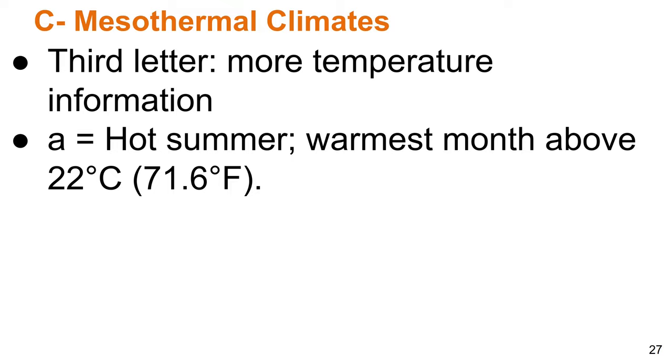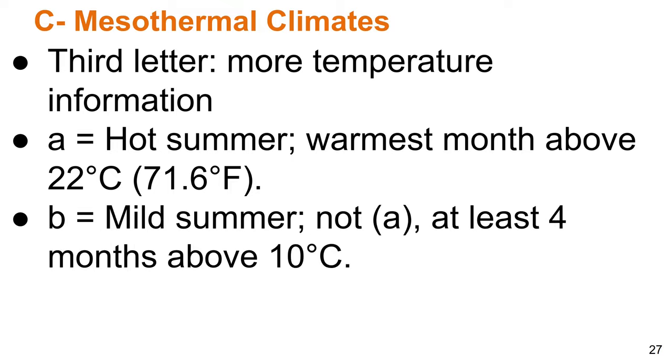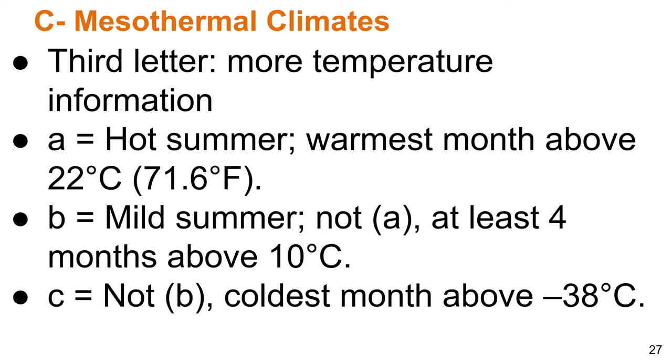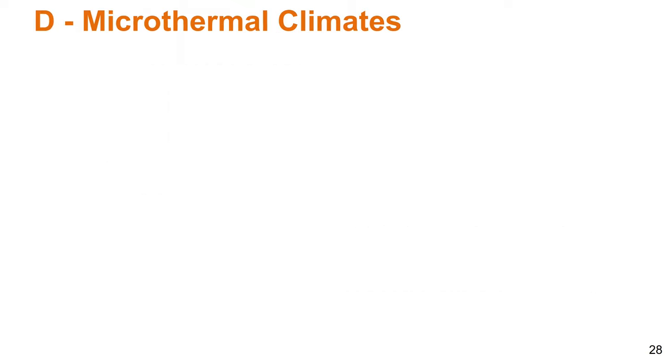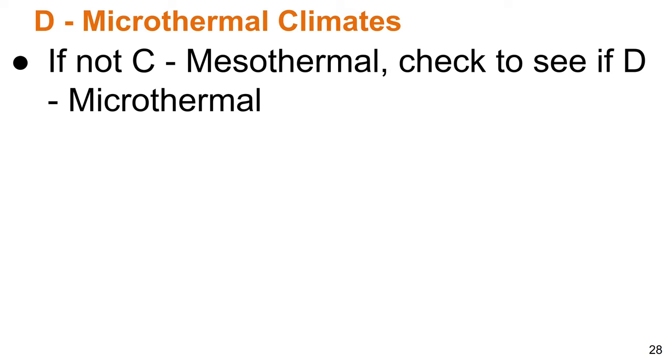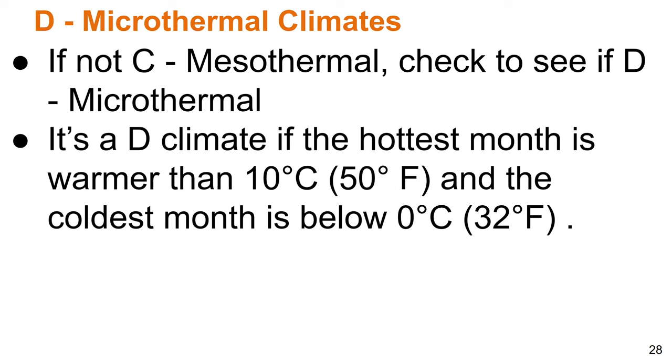Third letter is the warmest month over 22. It's a C something A. If it's not, but you have 4 months over 10 Celsius, it's a C something B. And if it's not a B, then it's a C something C, with the coldest month below 22, but warmer than negative 38 Celsius. And if it's not a mesothermal climate, then we check to see if it's a D, a microthermal or snowy forest climate.